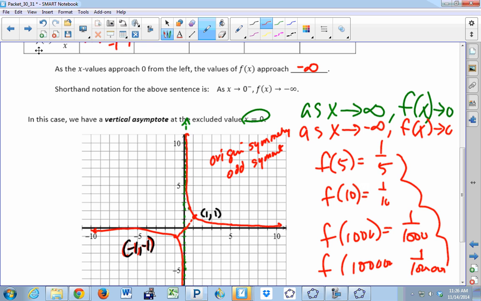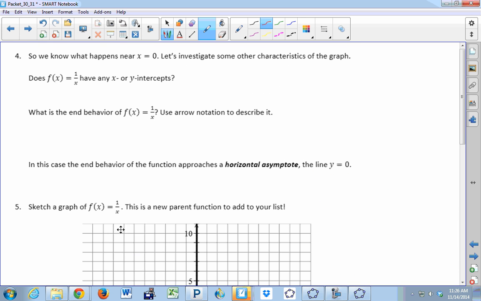We didn't look at x and y intercepts. So let's take a look at that. Does 1 over x have x or y intercepts? We've already taken care of the fact that there's no way it can have a y-intercept because x can't be 0. So f of 0 is undefined. We can't cross our vertical asymptote. So can it have an x-intercept?